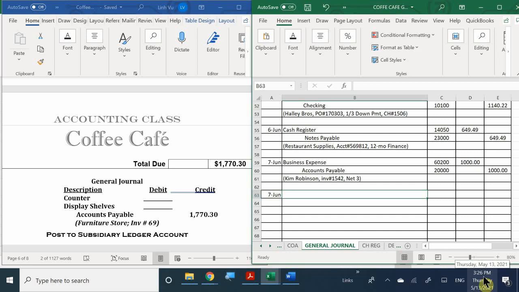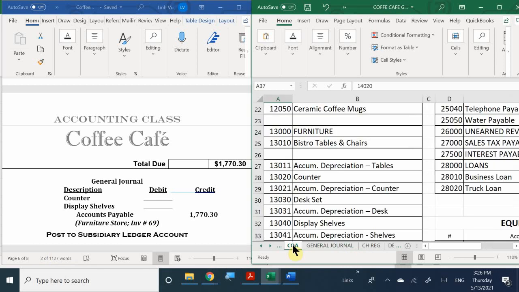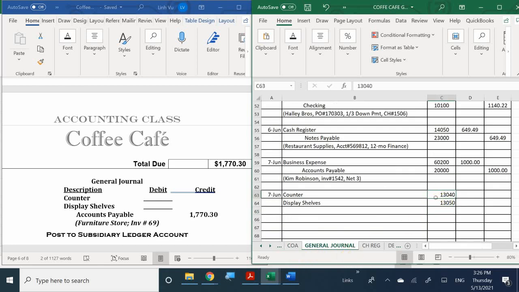We got a counter. And we got display shelves. Wait, no. It's 1320 and 1340. 1320 is the counter and 1340 is the display shelves. Yes.